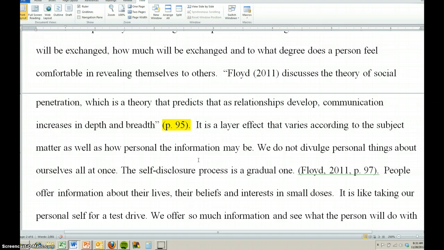However, let's go to the page and see if this is the direct quotation that is on page 95. So go ahead and I'll pause the video and go look it up if you need to. So I'm on page 95 now, and I'm looking at the definition of social penetration theory, which is on the right side of the page in the little sidebar there.